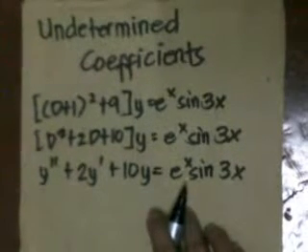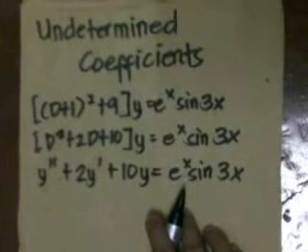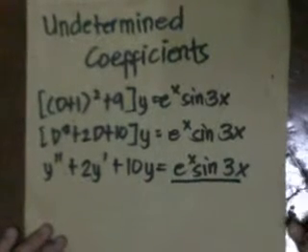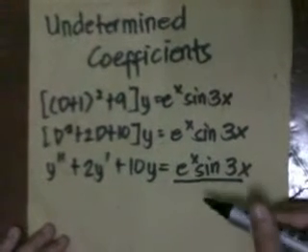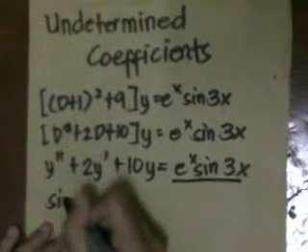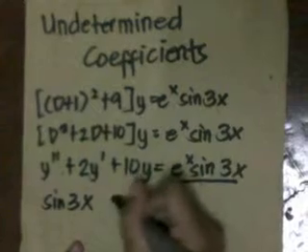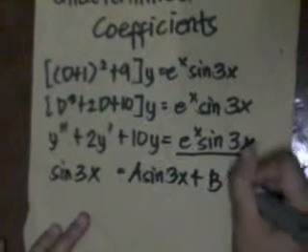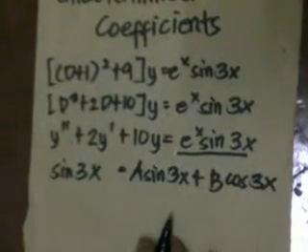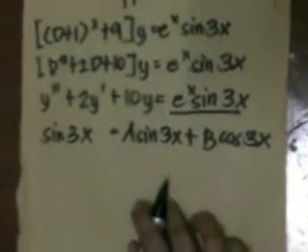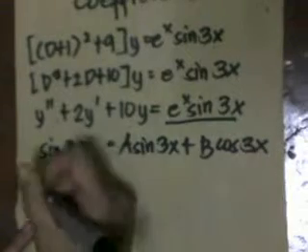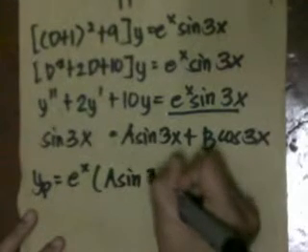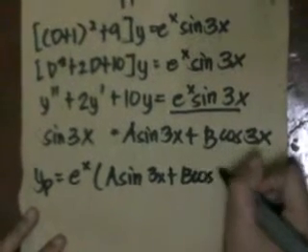For getting a particular integral, we must focus on the g of x. So our g of x here is e to the x sine 3x. So we come up with its particular integral, which is equivalent to a sine 3x plus b cosine 3x. And then our particular integral as a whole from this g of x is y p equal to e to the x times a sine 3x plus b cosine 3x.